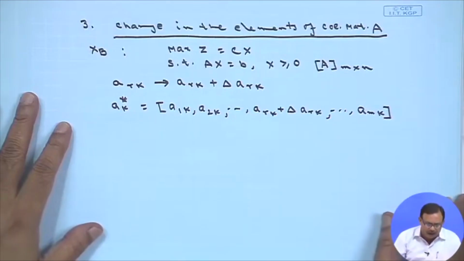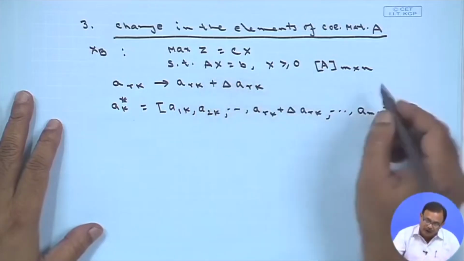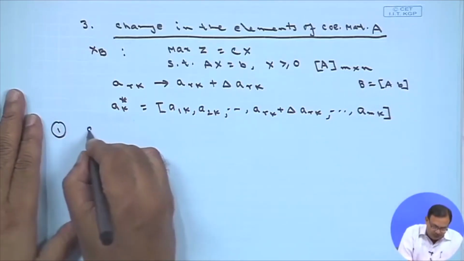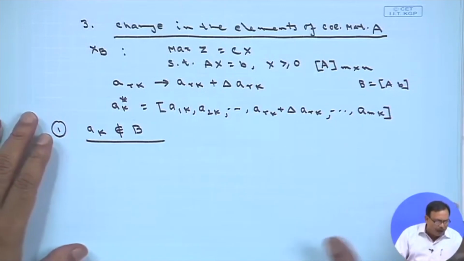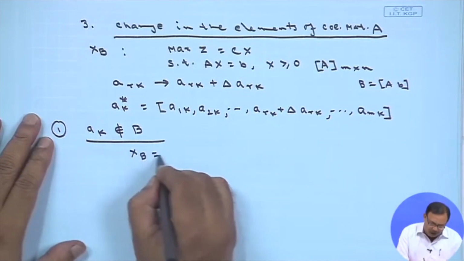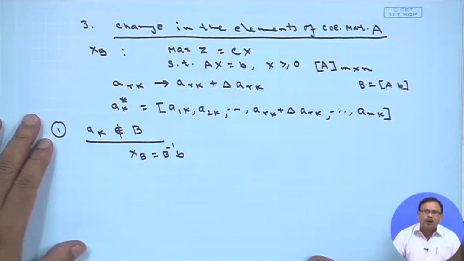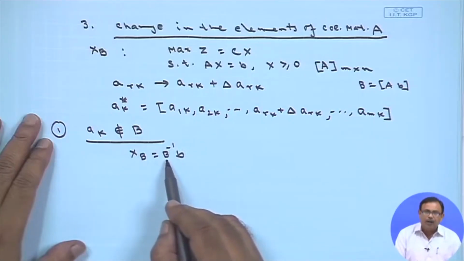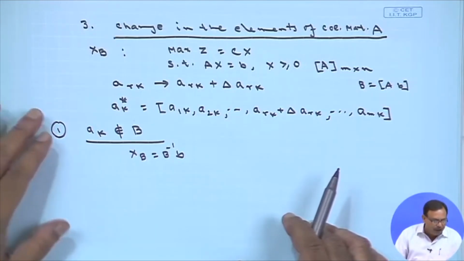Again, two cases may arise: either a_k does not belong to B, or a_k belongs to capital B. Capital B is nothing but the matrix A_B. So, case 1, where a_k does not belong to capital B. If a_k does not belong to B and x_B equals B inverse b, then the optimal values of the variables will remain unchanged, because it is B inverse b and a_k does not belong to this B. So it is not affecting, and therefore the optimal values of the variables will remain unchanged.